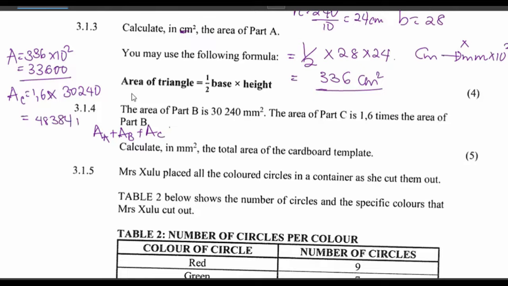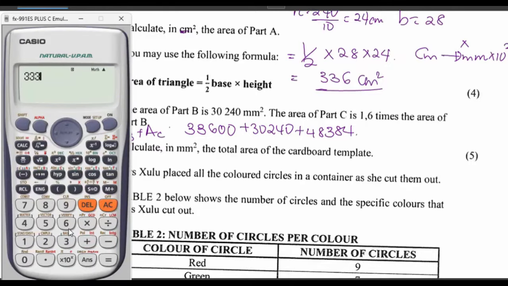These have become millimeters squared. Also this one here, millimeters squared. Already B is given. So we are adding now 33,600 plus 30,240 plus 48,384. Add everything up and you see what we get.